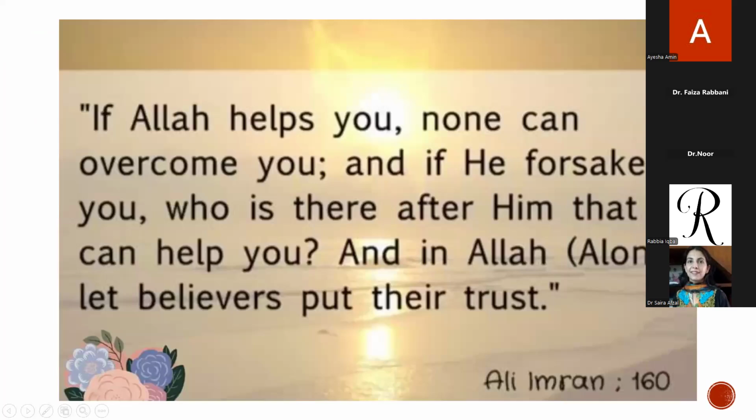Quote for the day is, if Allah helps you, none can overcome you, and if He forsakes you, who is there after Him that can help you? And in Allah alone, let believers put their trust.